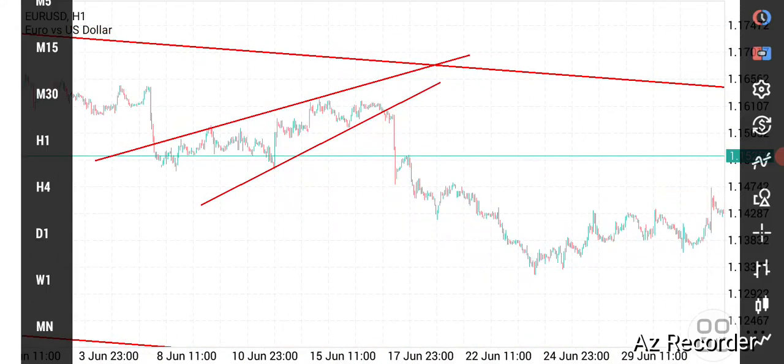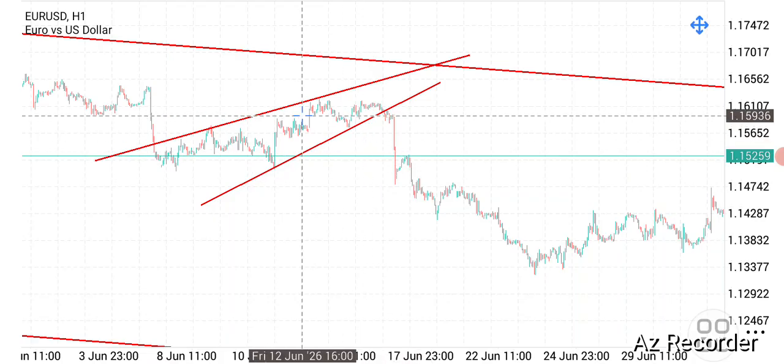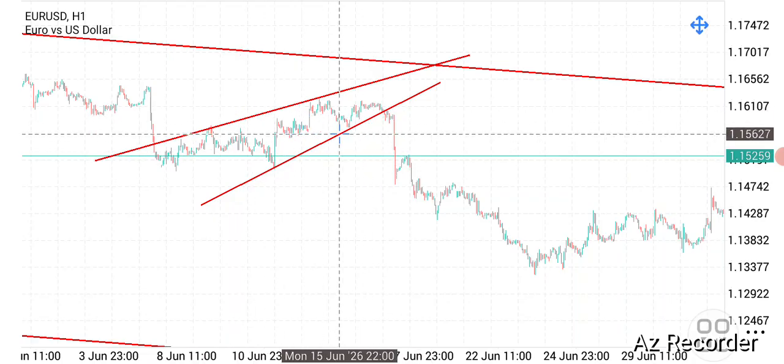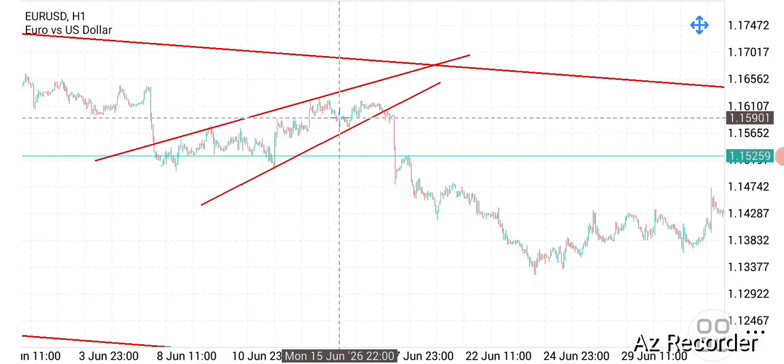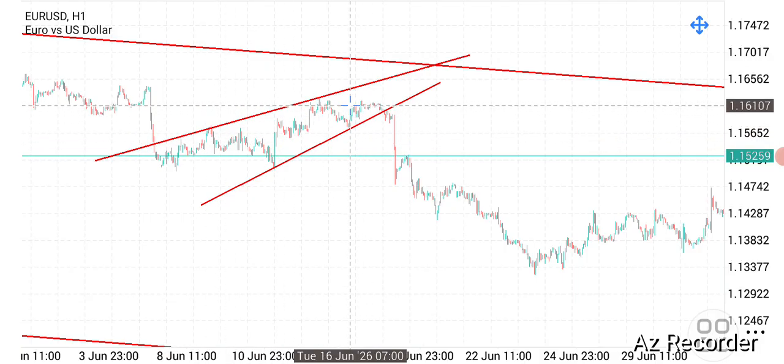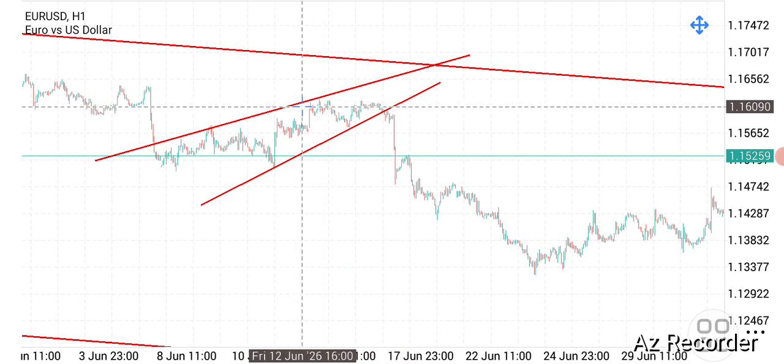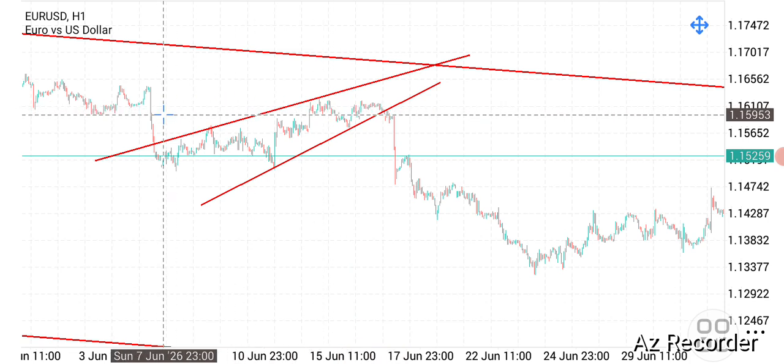So basically, that is how we identify if a market is already in a continuation or is in a reversal. From what we can see, this is a pennant. You can just Google it or maybe try to study it. It's a very, very powerful continuation pattern. We also had the flag, another continuation pattern.